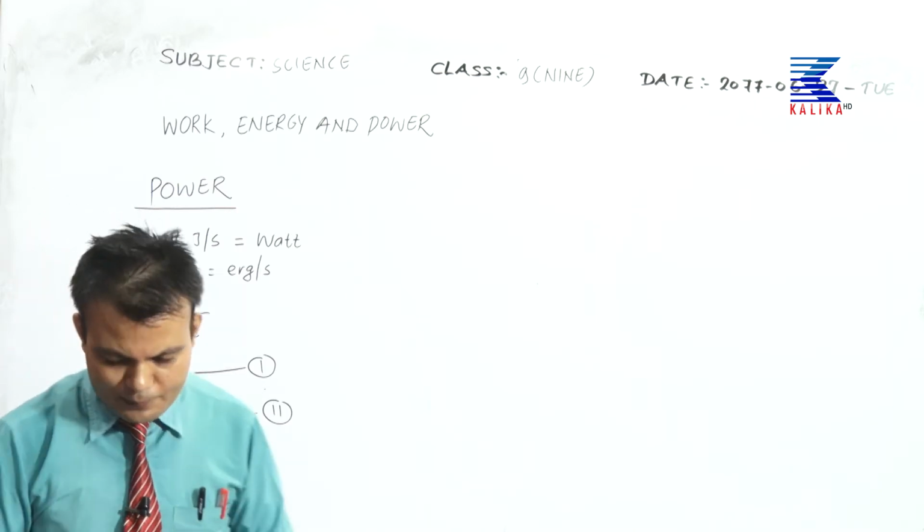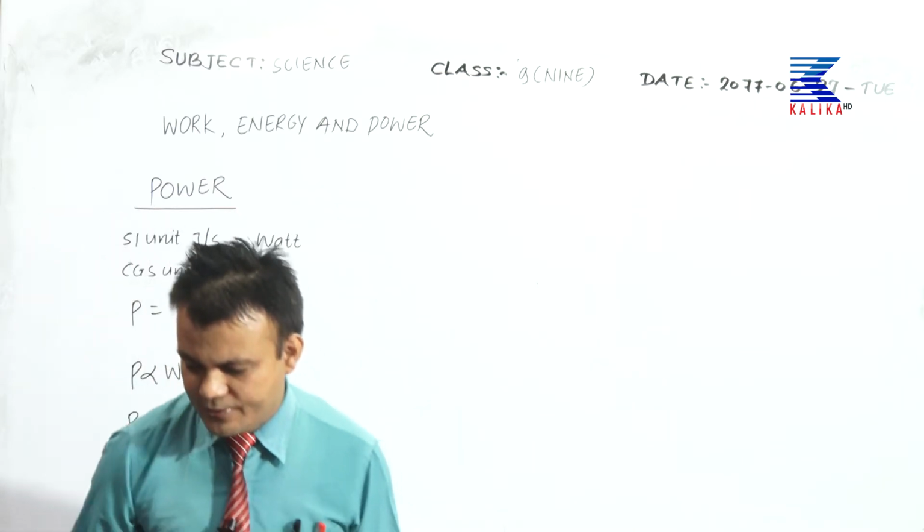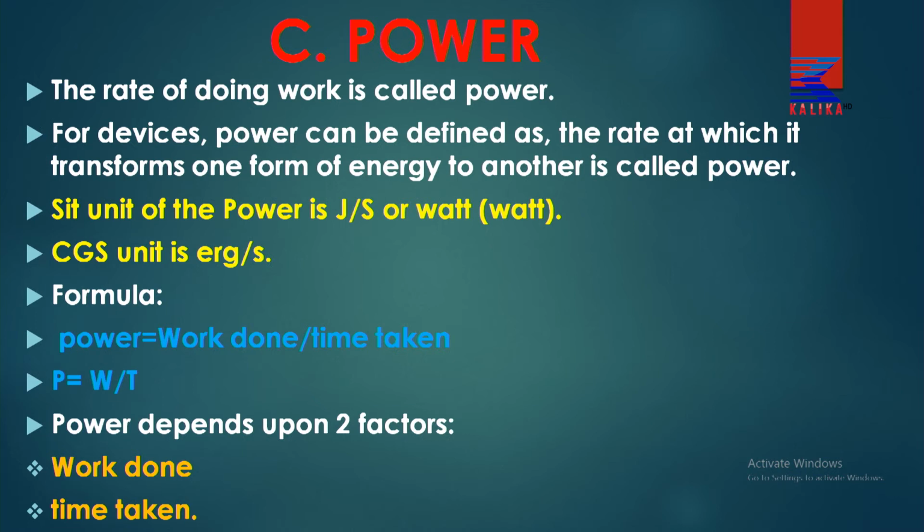Well, let me share my screen. So have a look. Define power. Power can be defined as the rate of doing work, or the rate of doing work is called power. For devices, power can be defined as the rate at which it can transform one form of energy into another form.